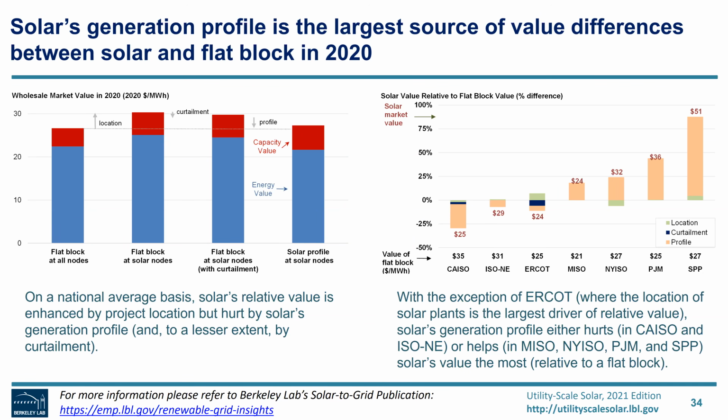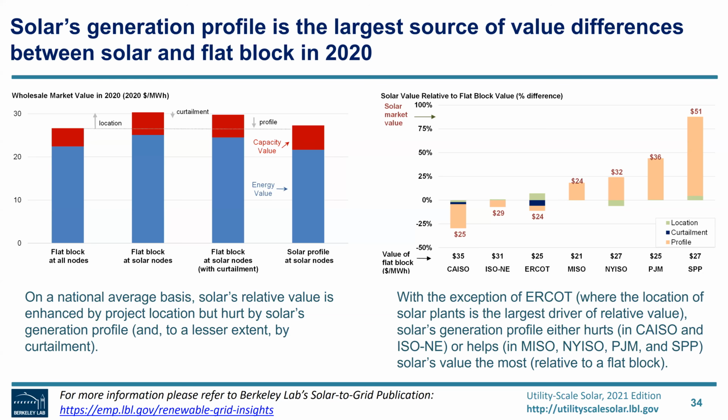To better understand the origin of the value differences between solar generation and a flat block of power, we can differentiate between the effects of location, curtailment, and profile. We again use the flat block value as our starting point. Those are the black numbers at the bottom of the graph on the right side, and that shows how they vary by ISO. We start by depicting the relative difference between the flat block of power at all price nodes in an ISO and those that are located close to a solar project in green.